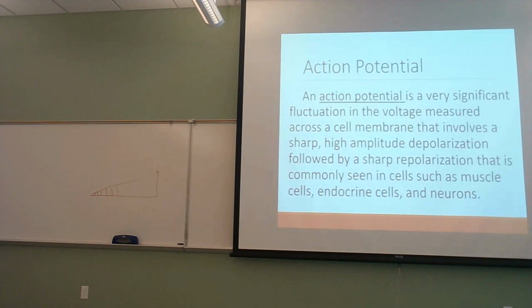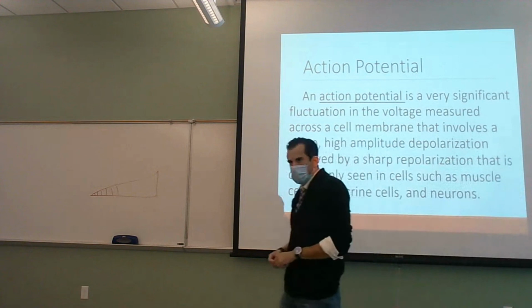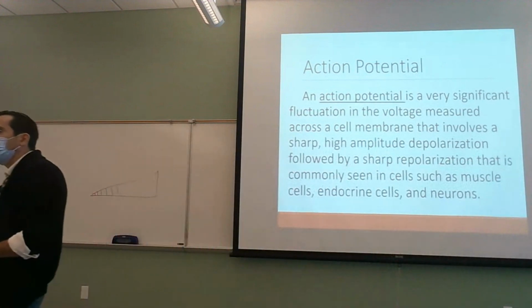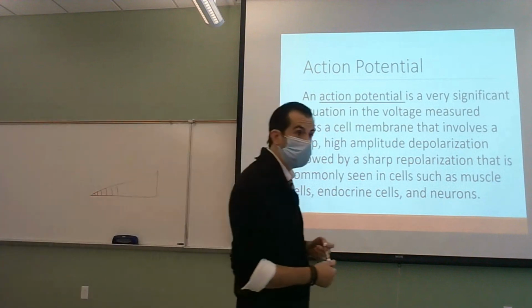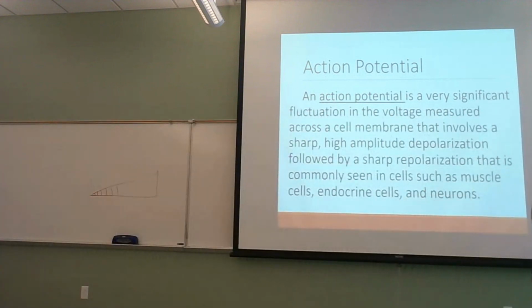An action potential is a deviation of voltage created when we open up a voltage-gated channel. Where do we find action potentials in the cell? The axon, because that's the only place we see voltage-gated channels, right?